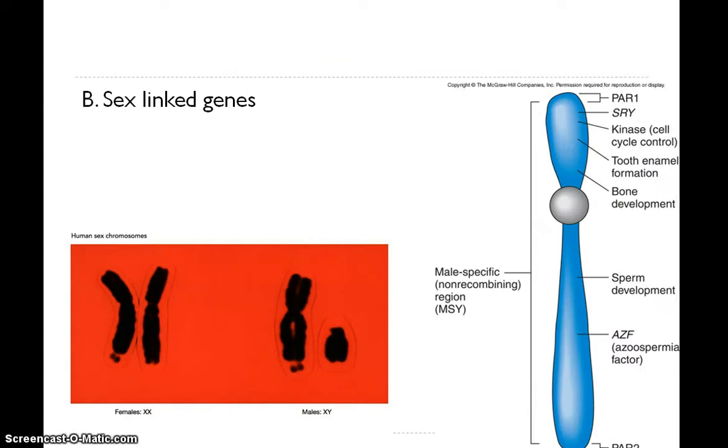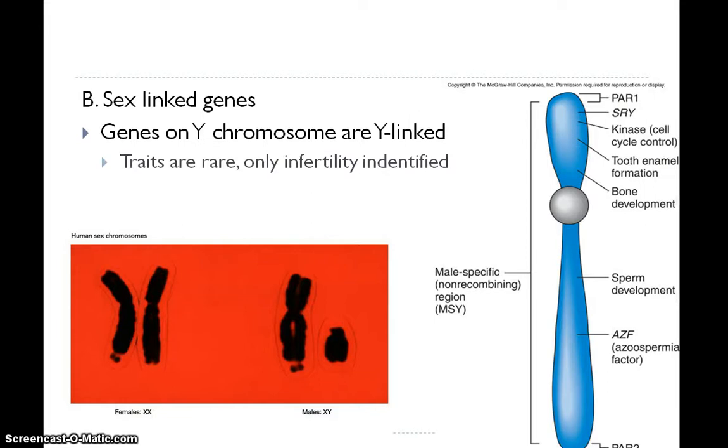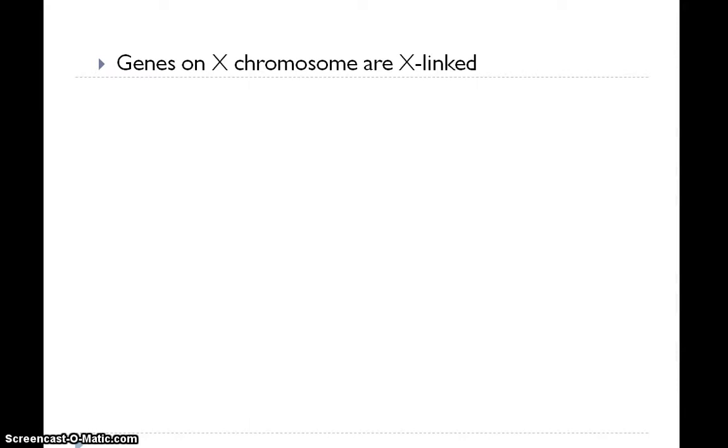Sex-linked genes are those genes that are found on either the X chromosome or the Y chromosome. Genes that are found on the Y chromosome are called Y-linked genes. But remember, the Y chromosome is very small and does not have nearly as many genes as the X chromosome. Traits that are Y-linked are pretty rare. The only one we've identified so far is an infertility trait that is carried on the Y gene. And you can see its location there, sperm development. When you have a trait that is Y-linked, it will only be passed from males to males. So fathers will only pass it to their sons.